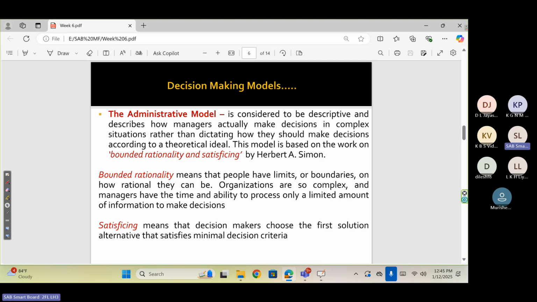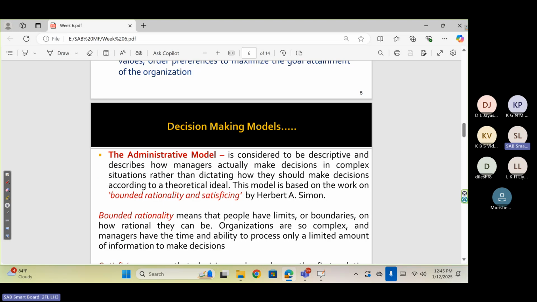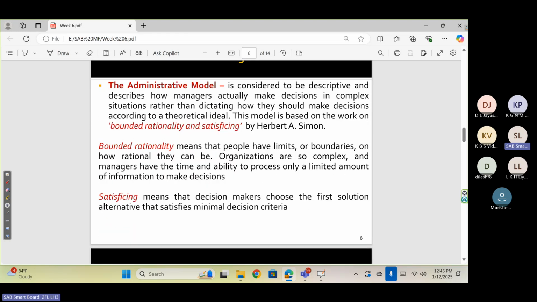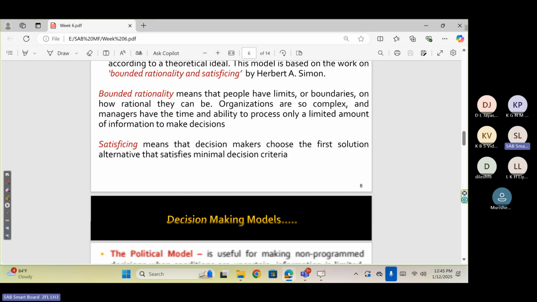Performance targets should also be identified in such a way, rationally. But practically, when we try to achieve those, we mostly see the application of these insights mentioned in the administrative model and the political model. Third one, last one.